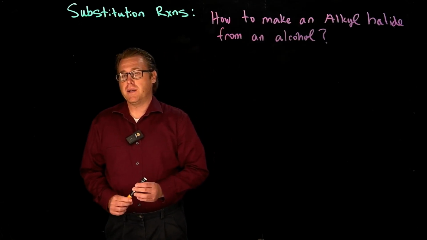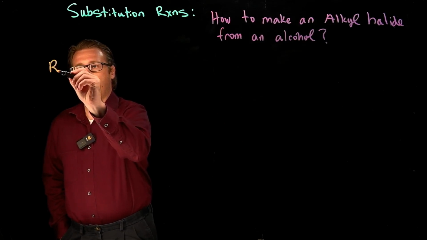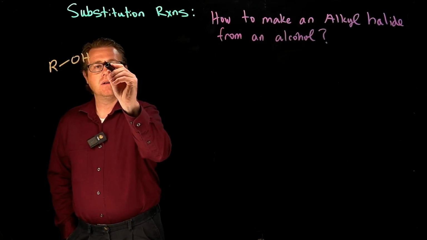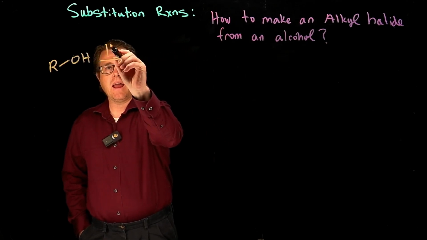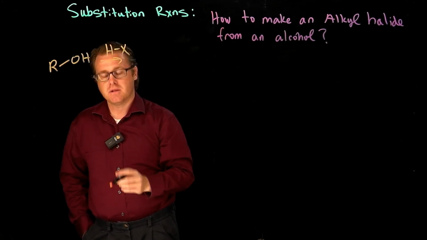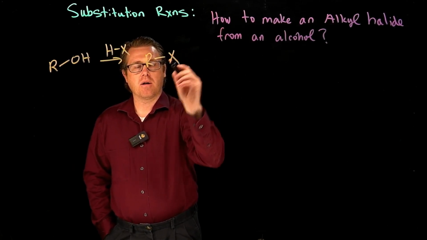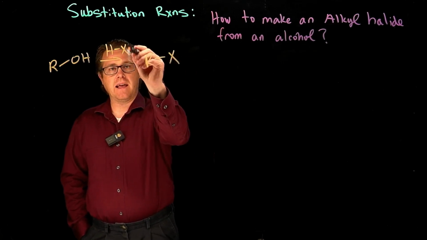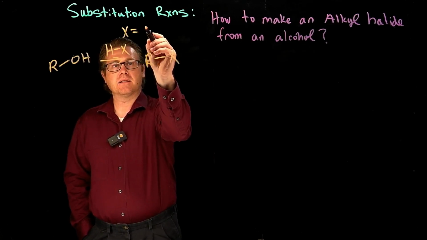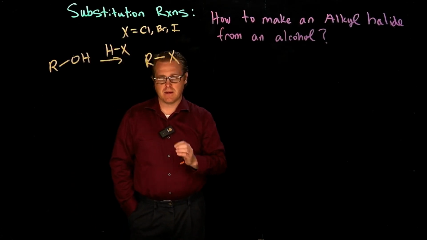Now, another way to make alkyl halides, but this time we're going to start from an alcohol. And when we treat this now with HX, so an acid, we will generate our alkyl halide. As before, the X here has to be chlorine, bromine, or iodine.